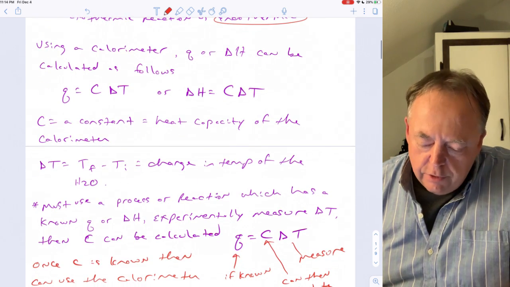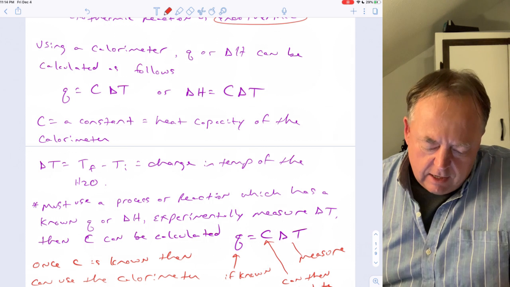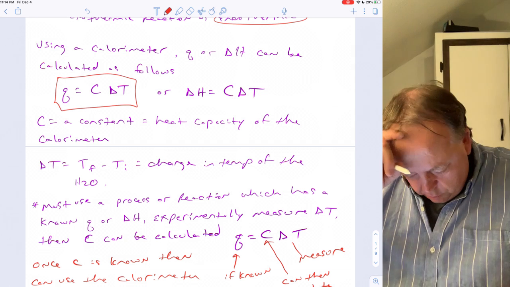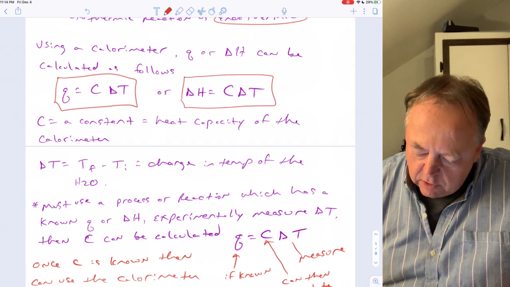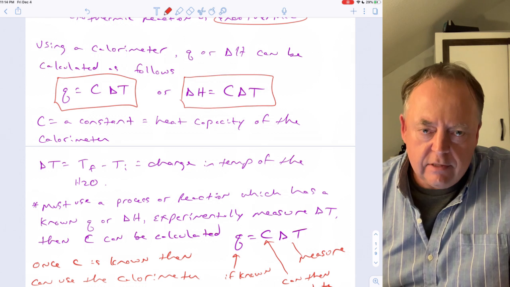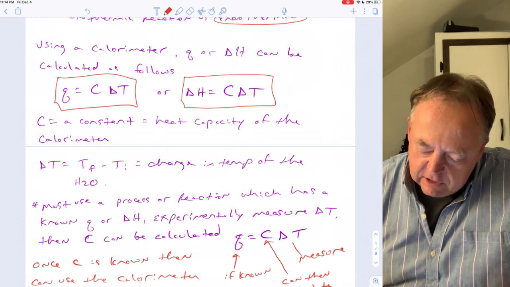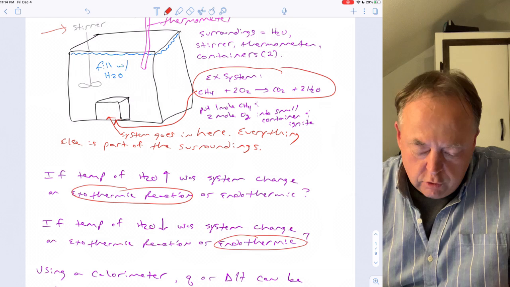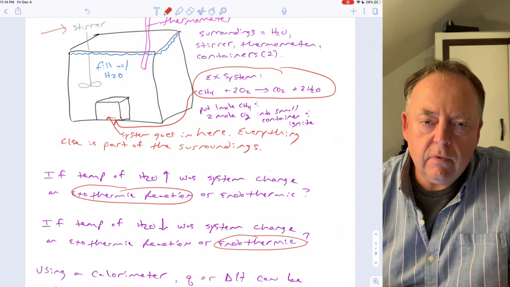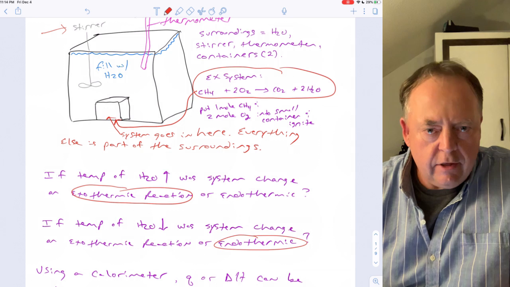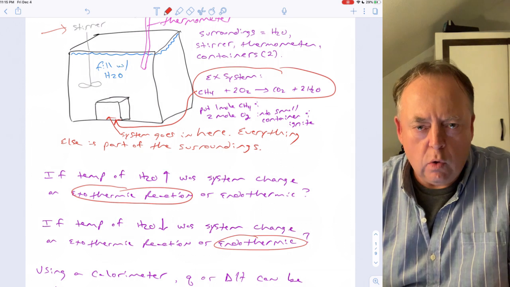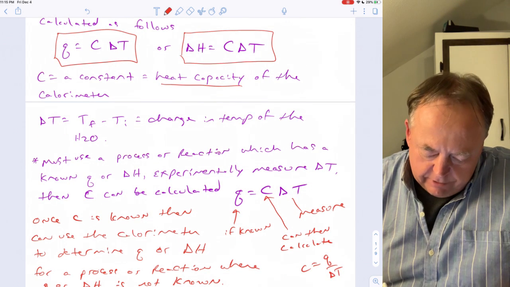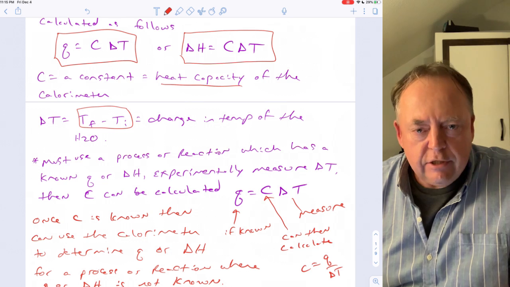Okay, so using a calorimeter, you can determine q or delta H using this equation: q is equal to C times delta T. Or if it's a chemical reaction, delta H, the enthalpy, is C delta T. C is a constant called the heat capacity of the calorimeter, right? It's going to take a certain amount of heat to cool or heat the containers, the water, the stirrer and the thermometer. So every calorimeter has its own heat capacity. And delta T is the change in temperature, so it's T final minus the initial temperature.